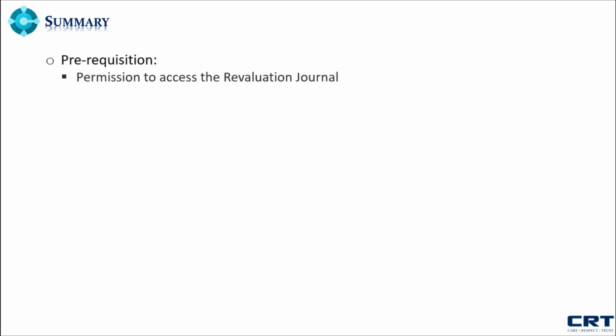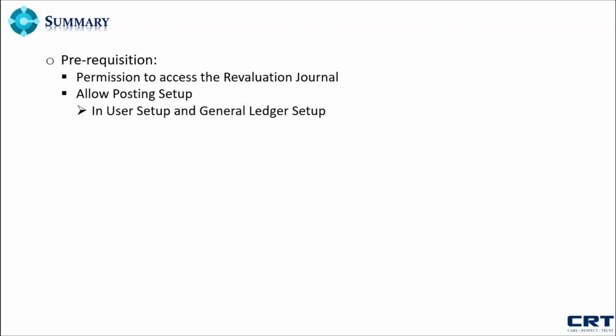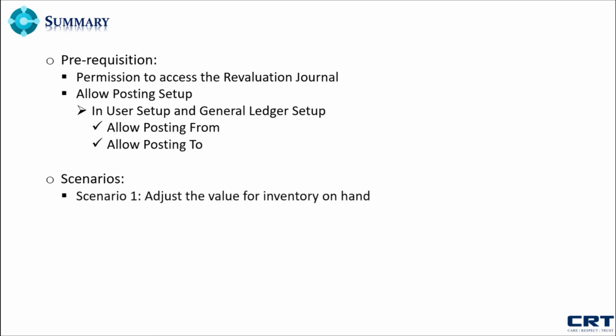Of course, we have introduced the prerequisite. We need the permissions to run the revaluation journal, and also we will be taking note of the setup for allowed posting from, allowed posting to in the user setup and general ledger setup. So this is the main point that you will need to take care of before you run the adjust cost batch job. Of course we have gone through the two scenarios.